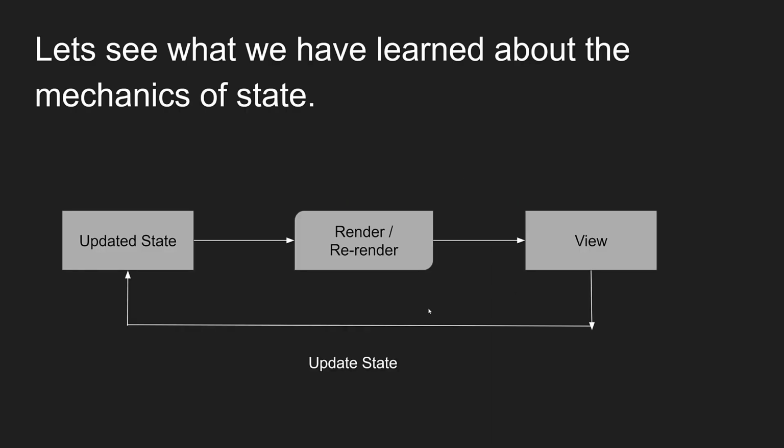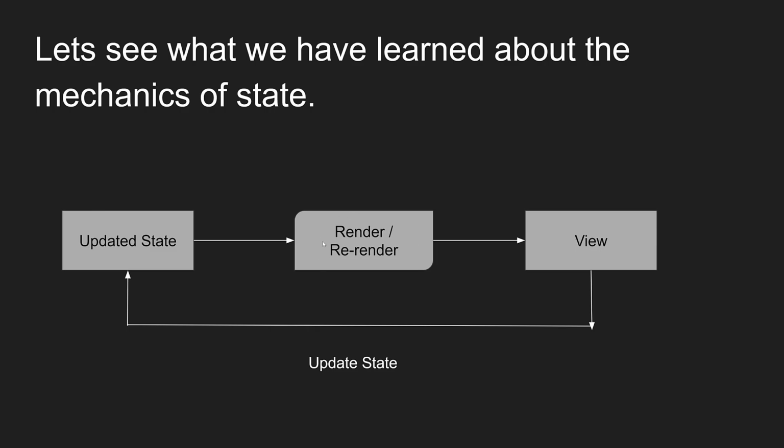Here, let's see what we have learned about the mechanics of state. In the previous video we learned that whenever a state is updated, a re-render will be triggered. At the initial time, a render is triggered, and the view is updated accordingly. Then, whenever the state is updated through event listeners or anything in the view, the updated state will again trigger a re-render. This will again update the view. This is how the cycle goes on.